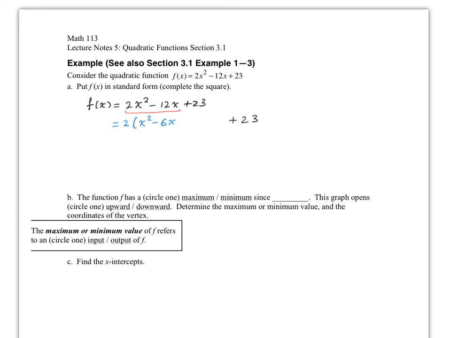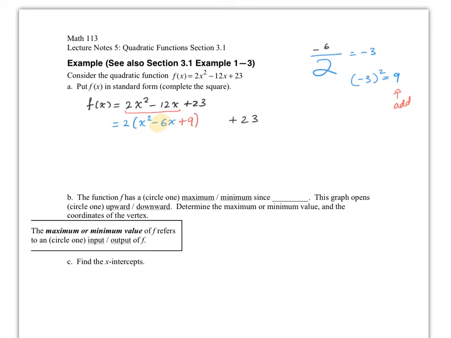So this is how you're going to complete the square. Whatever this number is, which in this case is minus 6, you're going to divide by 2. So we have minus 6, and you always divide by 2, and you get negative 3. Once you divide by 2, whatever you get, you square. So minus 3 squared is 9. This is the number that you're going to add. So we put 9 here.